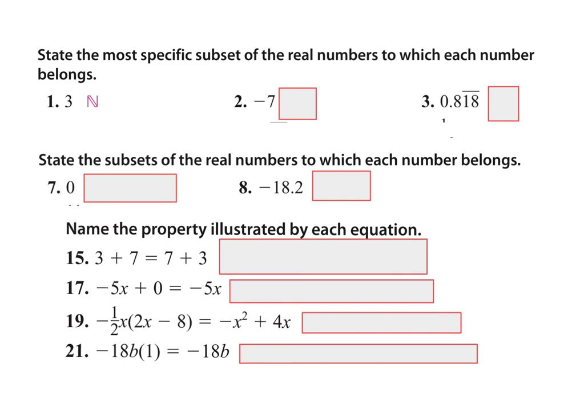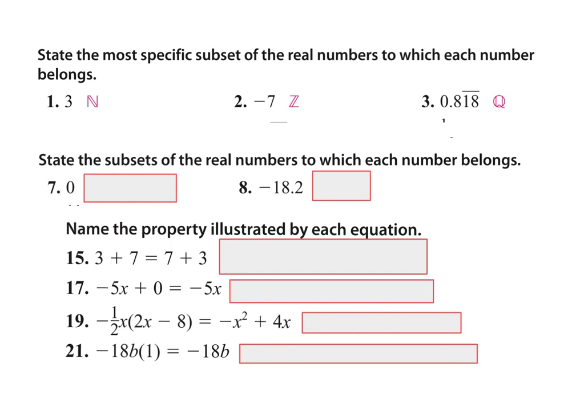What about -7, the most specific? Integer. Yeah, this is an integer. And what about this guy? Rational. It is repeating, all right? Now, the difference between those 3 questions and the next 2 is that it says the subsets, meaning they want you to list all of them to which it belongs. Here is a real clue: they're all real numbers, so don't leave that one out, okay?